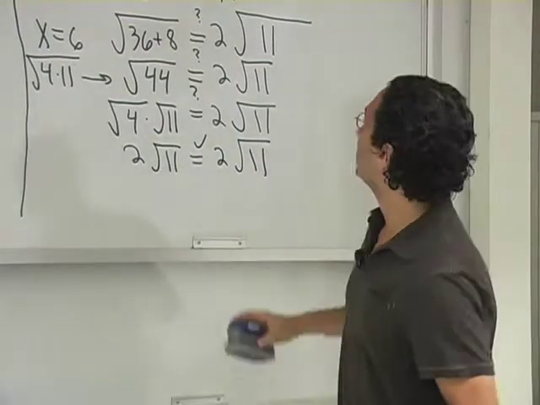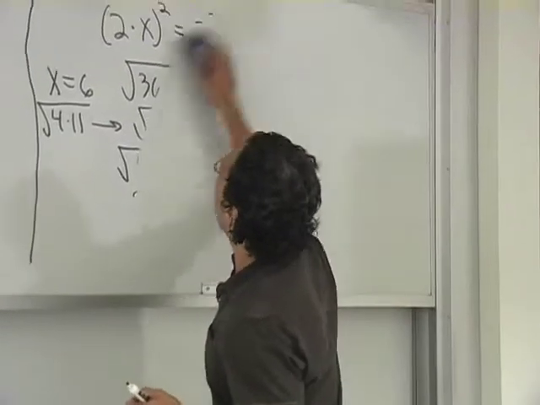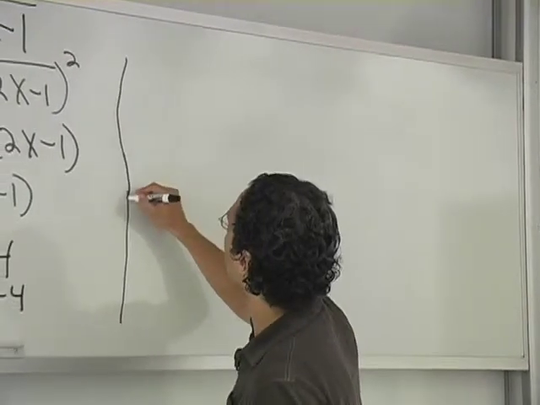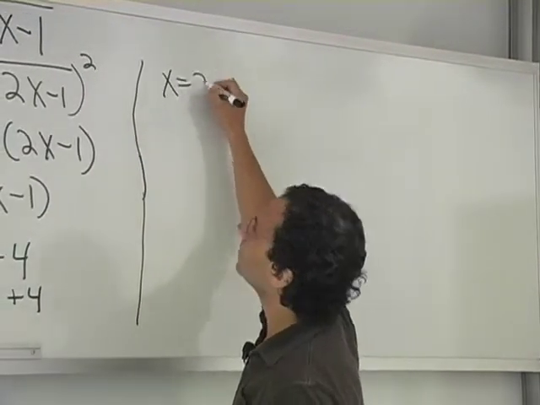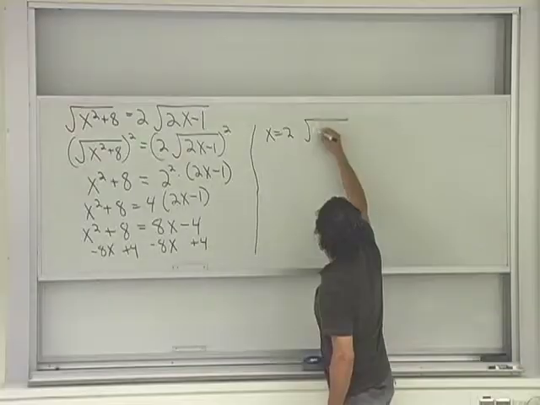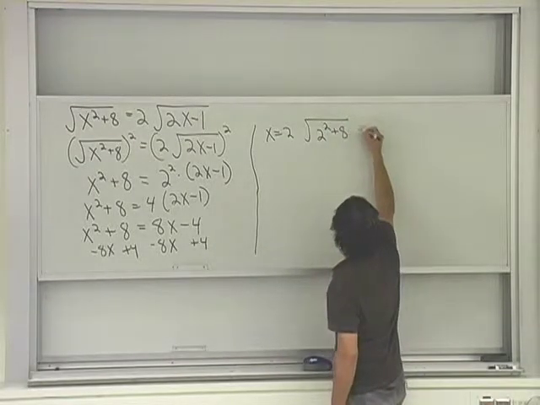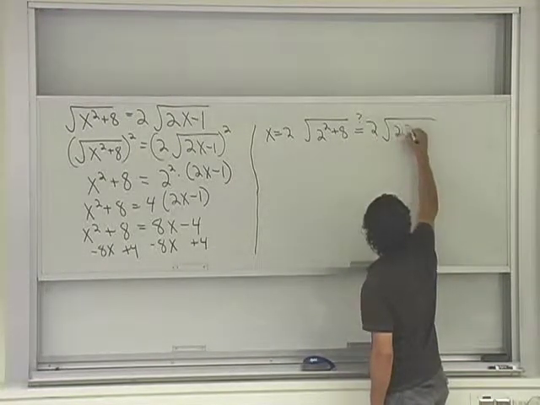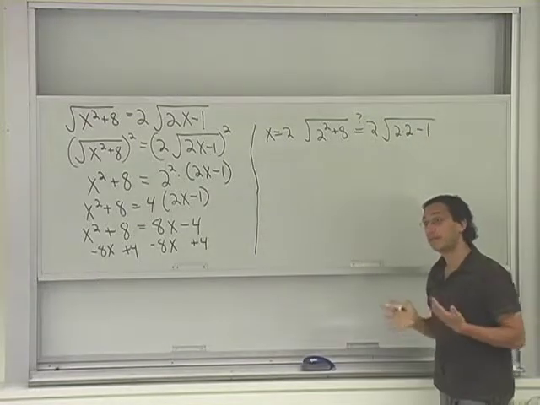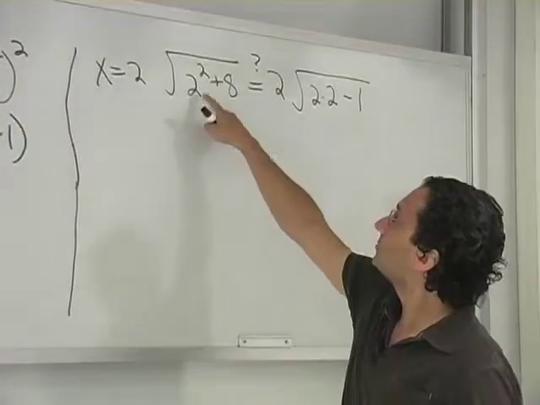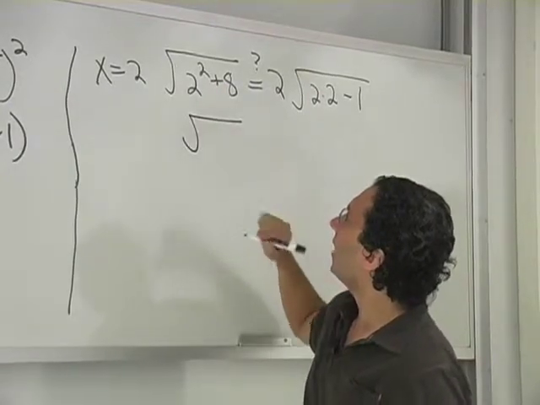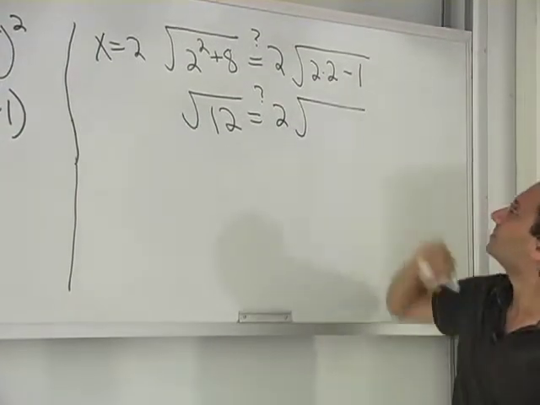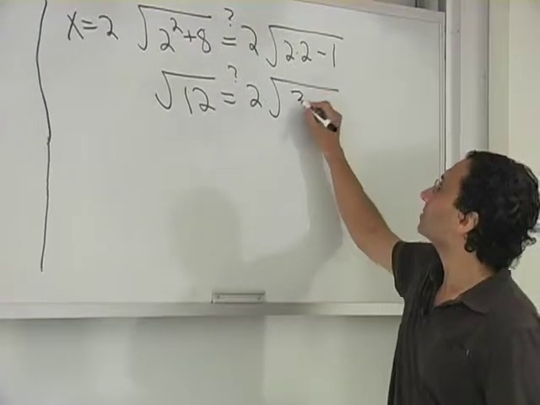So let's do the same thing with x equals 2. Let's see what happens. So plugging in x equals 2, we get the square root of 2 squared plus 8. Is that equal to 2 times the square root of 2 times 2 minus 1? Again, just plugging in 2 for x. Well, 2 squared plus 8 is the square root of 12. The right-hand side is 2 times 2 is 4, minus 1 is 3, so 2 times the square root of 3.